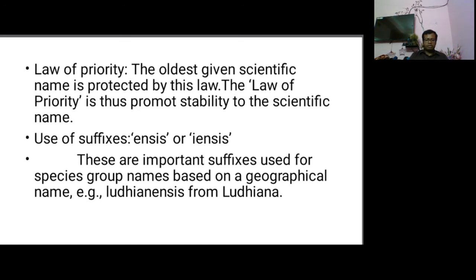Next, use of suffixes, ensis or iensis. These are important suffixes used for species group names based on geographical names. A few species are found in specific geographical areas, and when scientists give names to them, they want to give their name according to the region where they were found, such as Ludhianensis from Ludhiana, Bengalensis from Bengal, etc. The suffix ensis or iensis is used at the end when the species name is based on a particular geographical area.